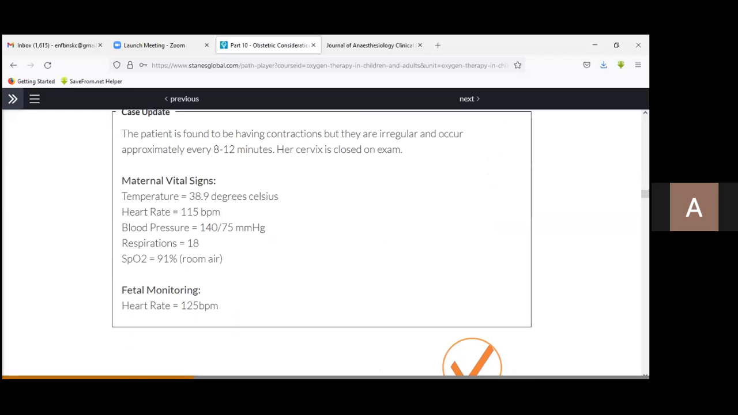Now, the patient is found to be having contractions. You remember 29 weeks gestation, but they are irregular and occur approximately every 8 to 12 minutes. Her cervix is closed on examination. And these are the maternal vital signs: temperature 38.9 degrees Celsius, heart rate of 115 beats per minute, blood pressure of 140/75 millimeters of mercury, and respiratory rate of 18 per minute. The pulse oximetry recorded 91% on room air. And the fetal monitoring showed that the fetal heart rate is 125 beats per minute.